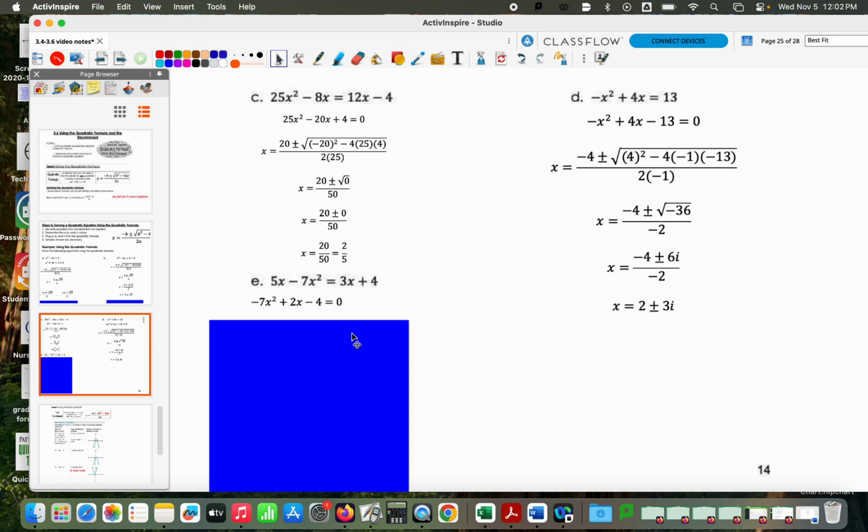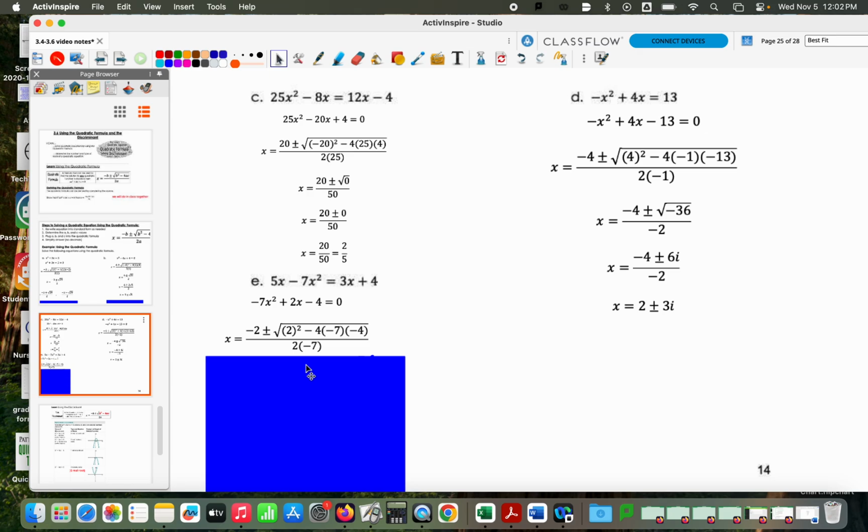Over here again, move all your things to get it equal to 0. Plug in all your values into your formulas. I hope you guys have been pausing as needed to write things down. And just simplify. Everything inside the square root here turns into -108, so another imaginary situation.